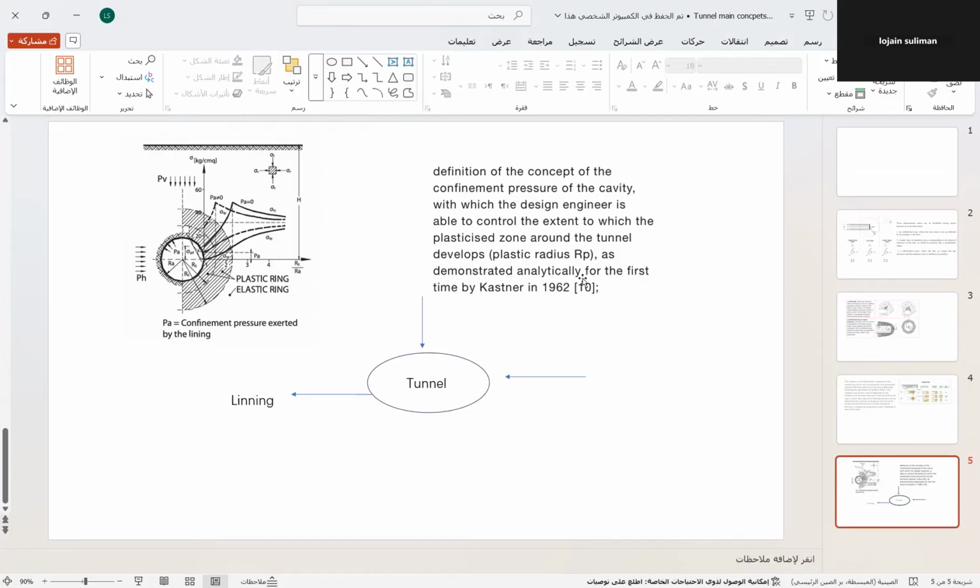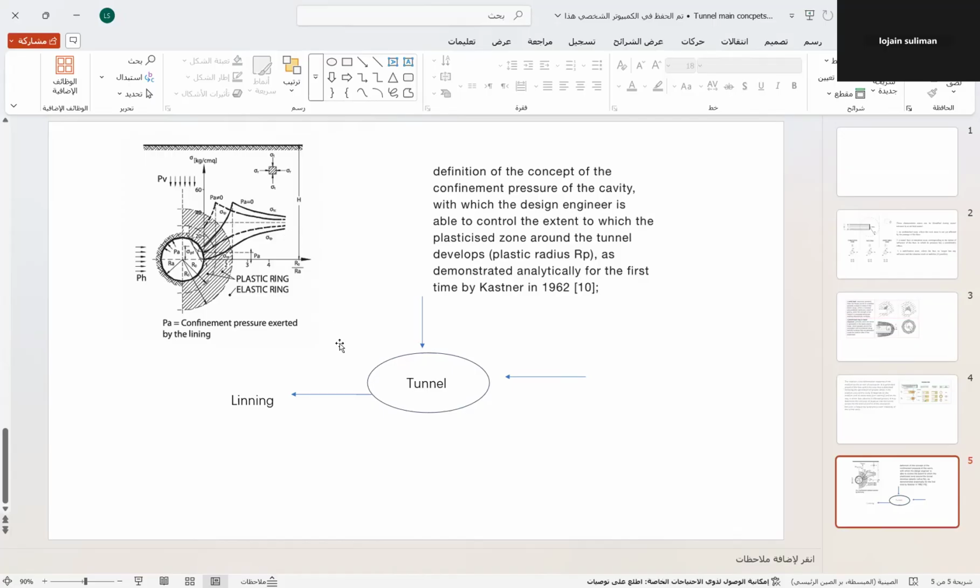So according to this, we can define the concept of the confinement pressure of the cavity, with which the design engineer is able to control the extent to which the plasticized zone around the tunnel develops, because we know that there is a plastic radius. This plastic radius will develop around the tunnel due to the excavation. So it's very important to know how the confinement will affect the plastic radius, and to what extent the confinement can control the plastic radius around the tunnel.